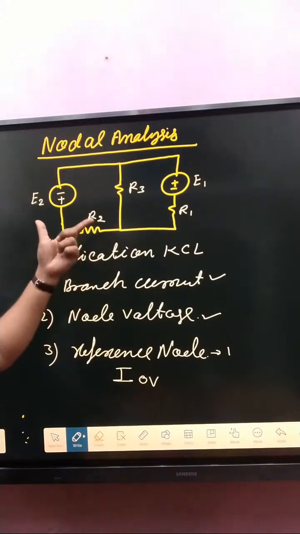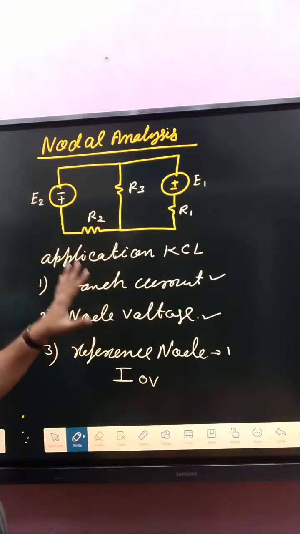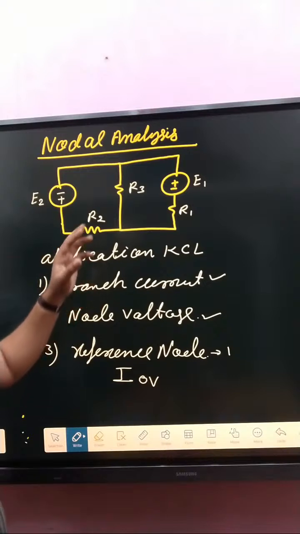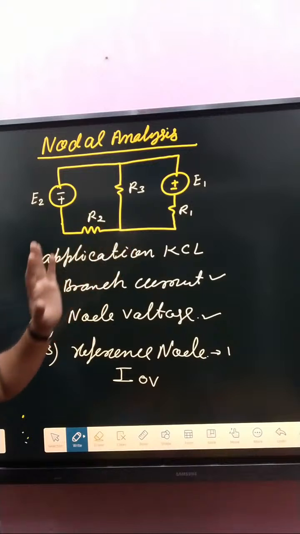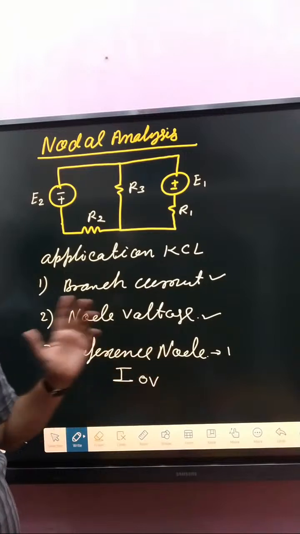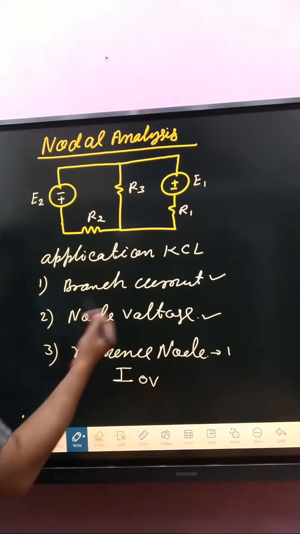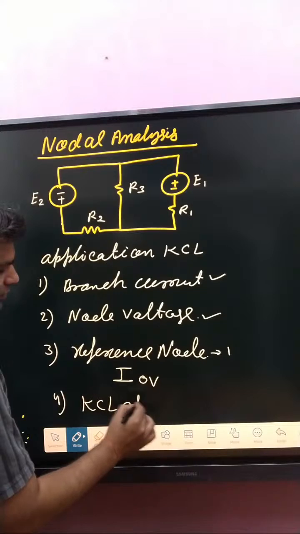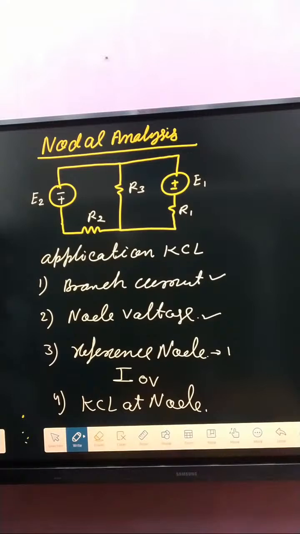According to that, this is the application of KCL. Simply always consider branch currents. After that, decide node voltages. Take the nodes as V1, V2, V3, whatever the number of nodes. After that, take a reference node, and then apply KCL at the node, then determine whatever value you want.